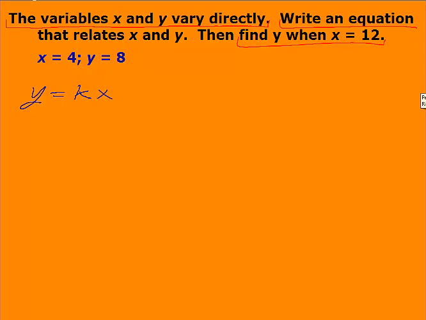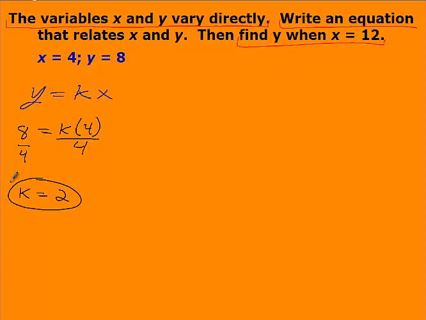What information did they give me? An x and a y. So what do you think I'm going to do with that? Plug it into the equation. Okay, so my y is 8. I don't know k. My x is 4. What do you think I'm going to solve for? K. So get k by itself. What do you get? Divide by 4. So what's k? 2. This is worth 1 point.